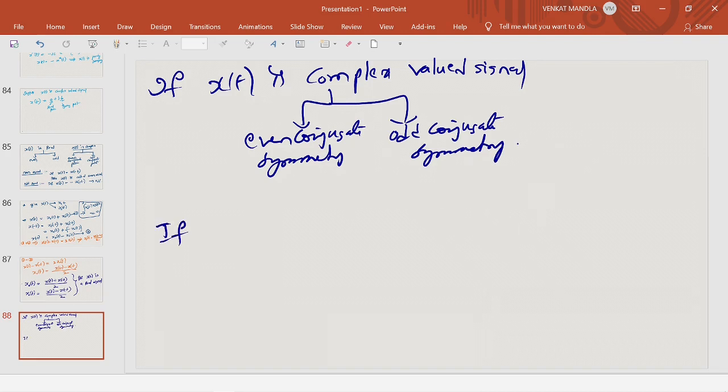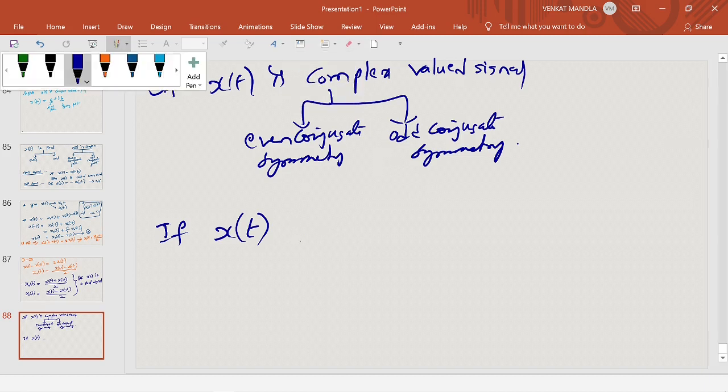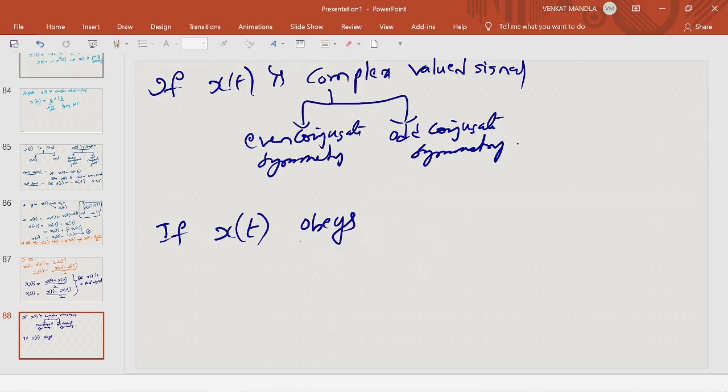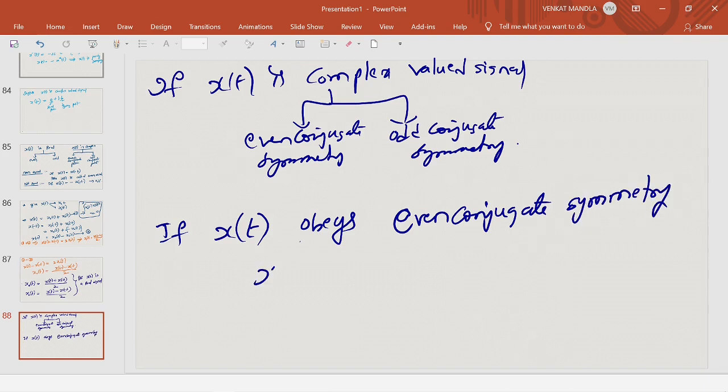If some signal x of t obeys even conjugate symmetry, what is the condition? X of t equal to x of minus t if it is even. So for a complex valued signal, just put a conjugate on x of minus t, and it is even conjugate symmetry. If x of t equals x of minus t, it is an even signal. If x of t equals x conjugate of minus t, it is an even conjugate symmetric signal.